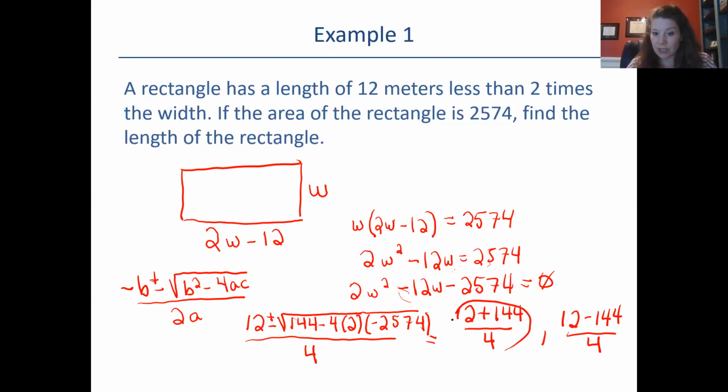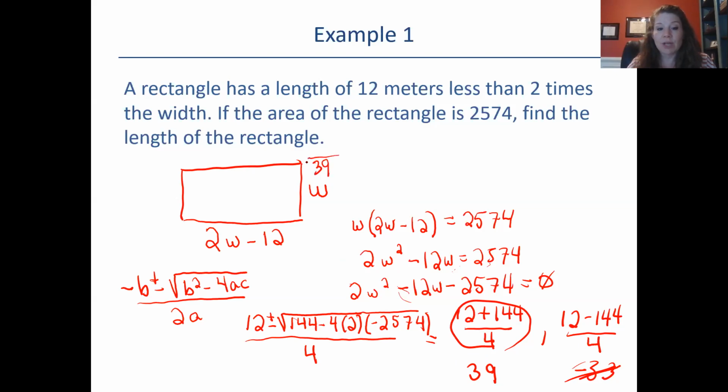So this equation gives me 39. Now, just because I have it as a separate answer, I'm going to type in 12 minus 144. I get negative 132 divided by 4 is negative 33. And that answer we can throw out because it's a word problem. We're talking about measurements, so we're not going to have a negative number. That means we only have one correct answer. So probably our width is 39, but we're going to double check our answer at the end.